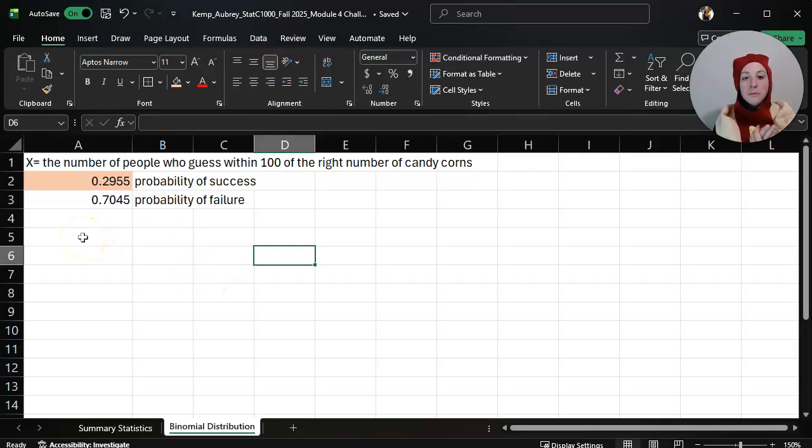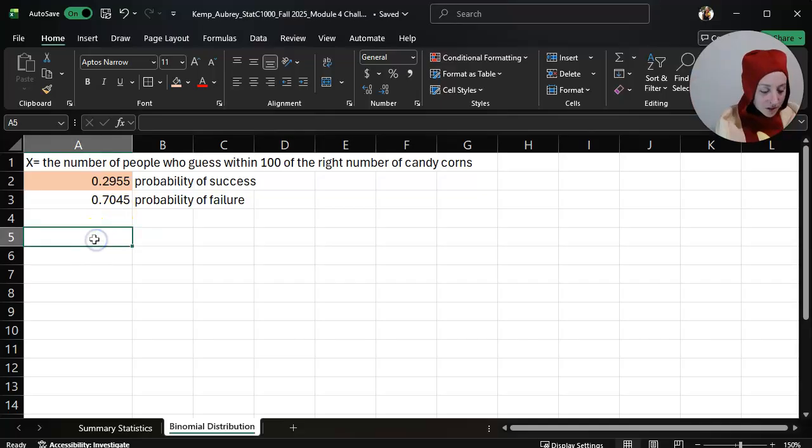Okay, so we have the probability from our data set of people who guess within 100 of the right number, which we are going to be using as the probability of success, 0.2955, and the probability of failure then would be 0.7045. As a percent, I want to reiterate what that means. That means about 70% of you guessed outside of that range. So 70% of you guessed over 100 away from the correct number of candy corns. So about a third of you guessed within, and two thirds of you guessed outside of that range.